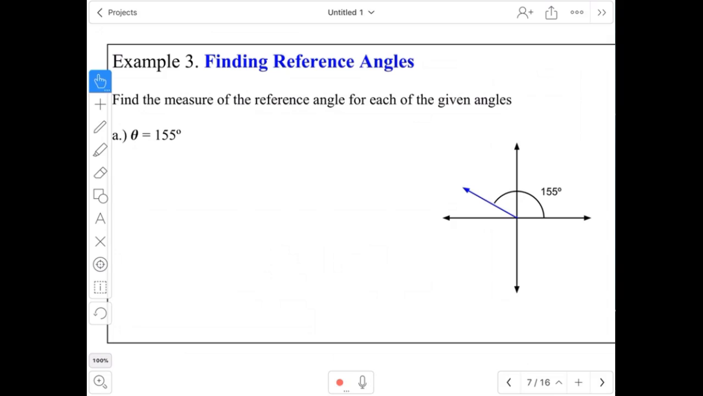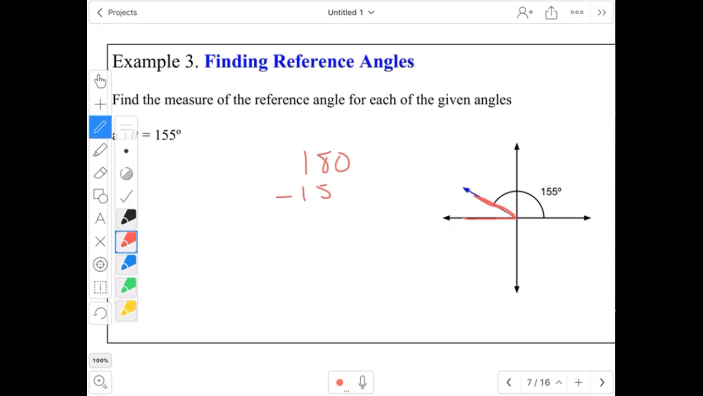So if we want to find the reference angle of 155, again, the actual angle that I'm looking for lays in the second quadrant with the x-axis. So I'll take 180 minus 155. So we'll get 25 degrees.